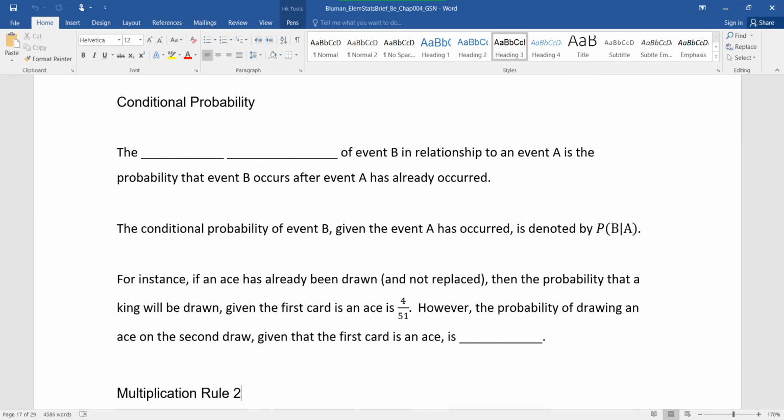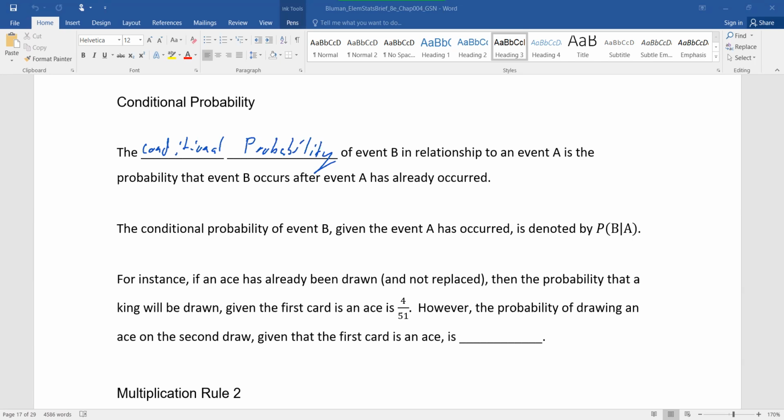Conditional probability. So the conditional probability of an event B in relation to an event A is the probability that event B occurs after event A has already occurred. So this was what I was kind of talking about with the alcoholics and stuff like that. So if I know event A happens, what's the probability that B will happen? That's what this basically is saying. So we're not finding the probability of A and B. We're finding the probability of A actually happening and then B happening after that fact.